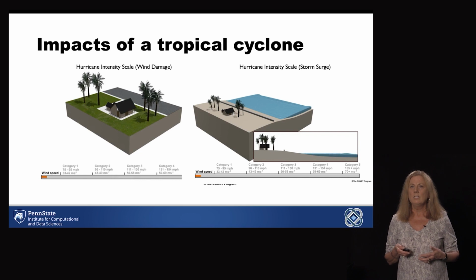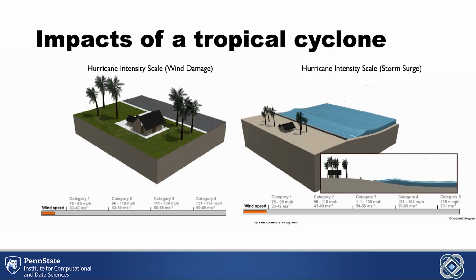So what you see here are animations of, on the right hand side, what happens when a hurricane's coming ashore and the ocean is responding to the very strong winds as that storm moves ashore. On the left you can see what happens in terms of wind damage.